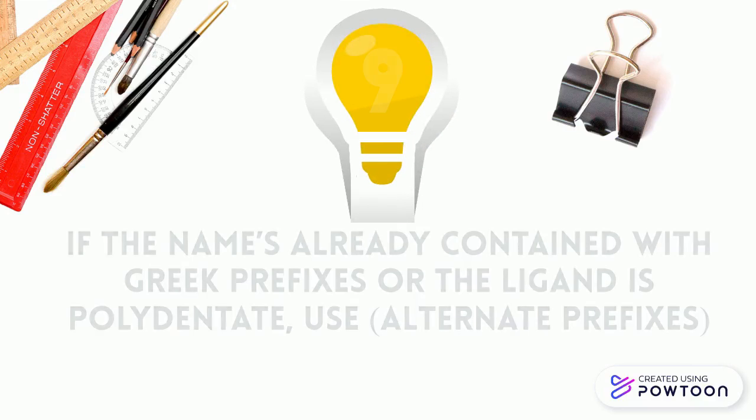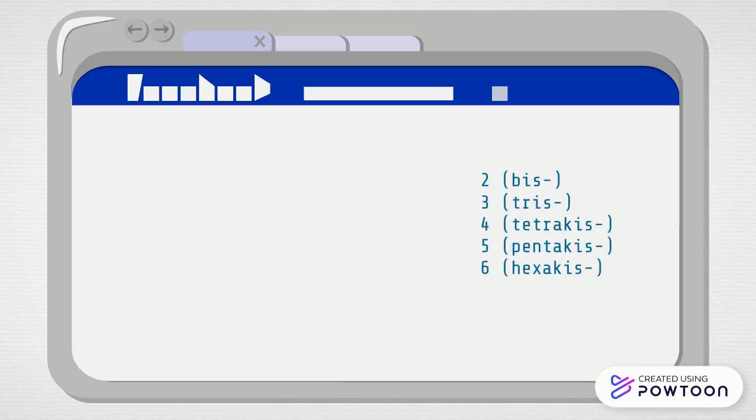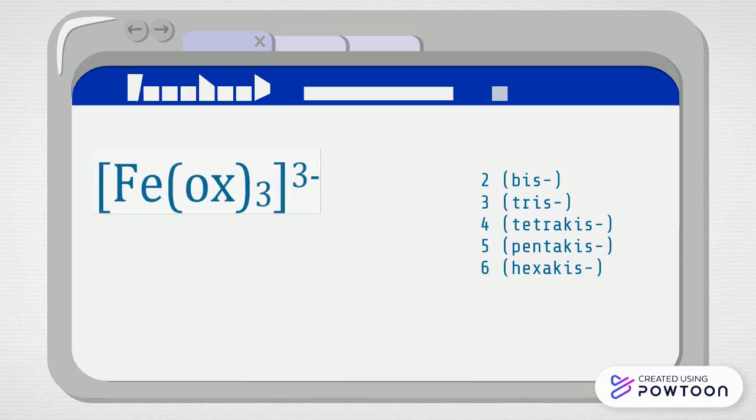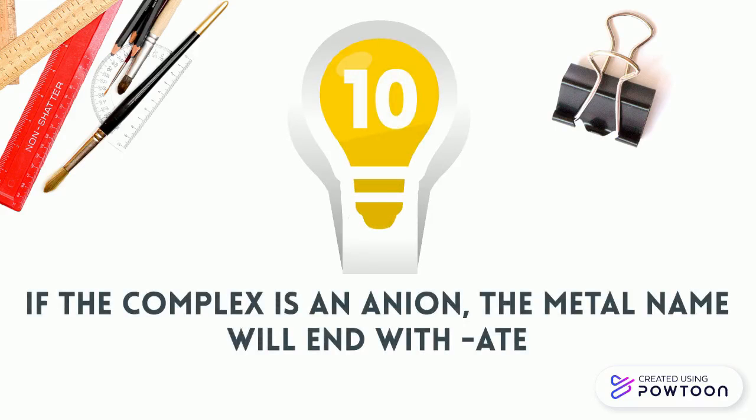But if the names already contain a Greek prefix, use alternate prefixes, such as 2 is called bis, 3 is tris, while 4 is tetrakis, 5 pentakis, and 6 hexakis. For example, tris(isosalicylato)ferrate. Oppositely, if the complex is an anion, the name will end with "ate."